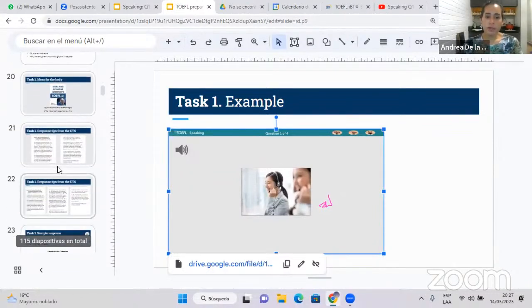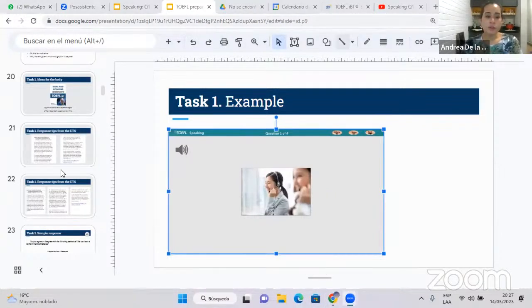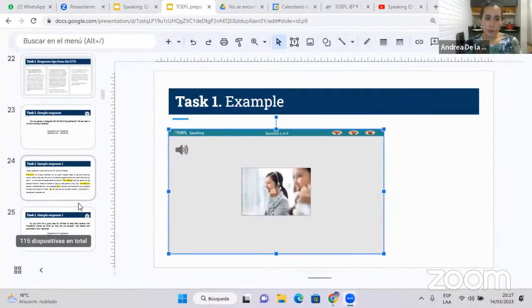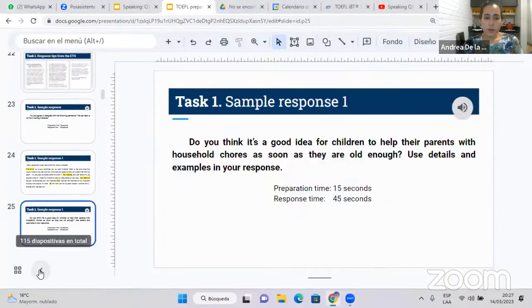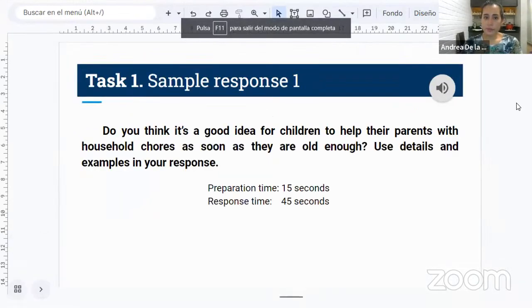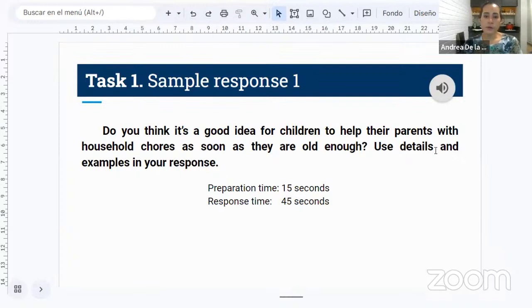Now, we're gonna take some time to hear a couple of responses, okay? So that we can analyze them and you will tell me what you think about them and we'll see. By the way, these are top score responses, okay? So we're gonna hear a sample response for this one here. It says, or maybe, Cynthia, could you please read the question?